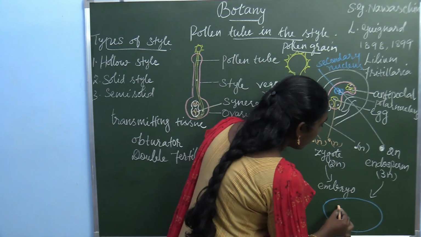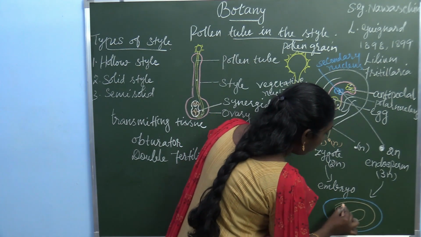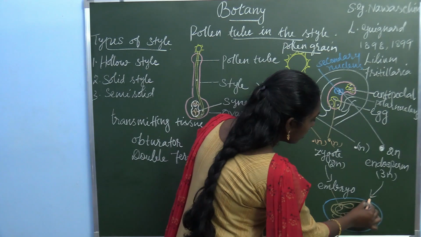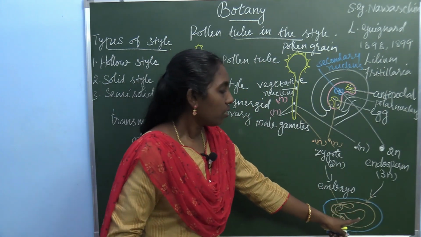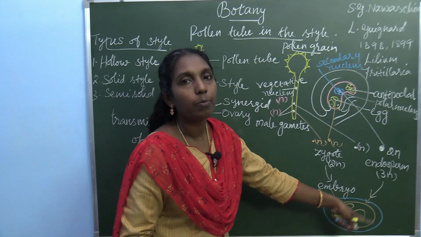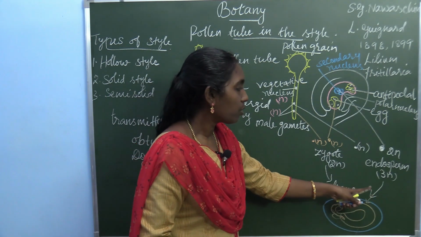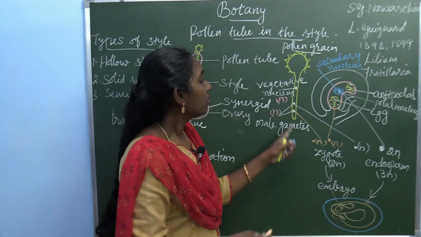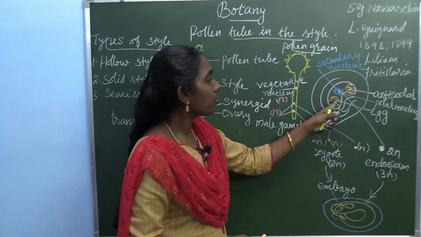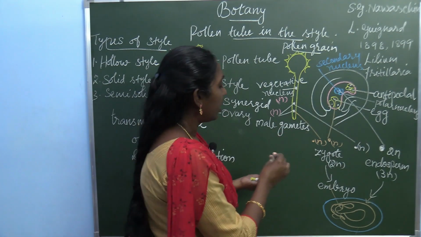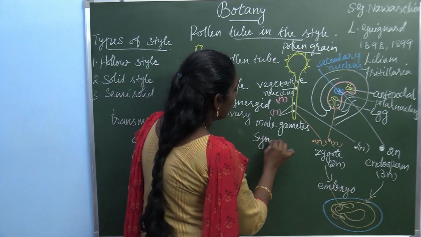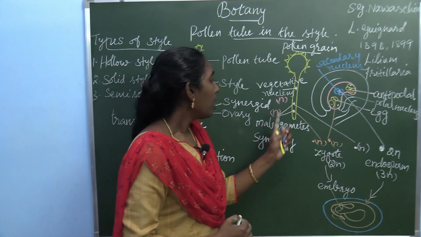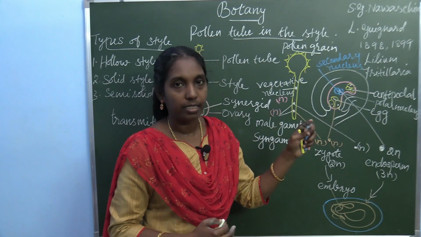This is the endosperm. Inner to this, there is an embryo. So, now this is the embryo and this is the endosperm. So, this endosperm nourishes the developing embryo. So, what is the function of this endosperm? Endosperm nourishes the developing embryo. So, the first fusion, this male gamete fuses with the egg. The process is called syngamy. Syngamy. 2 more questions, very important. What is syngamy? Fusion of male gamete with egg.